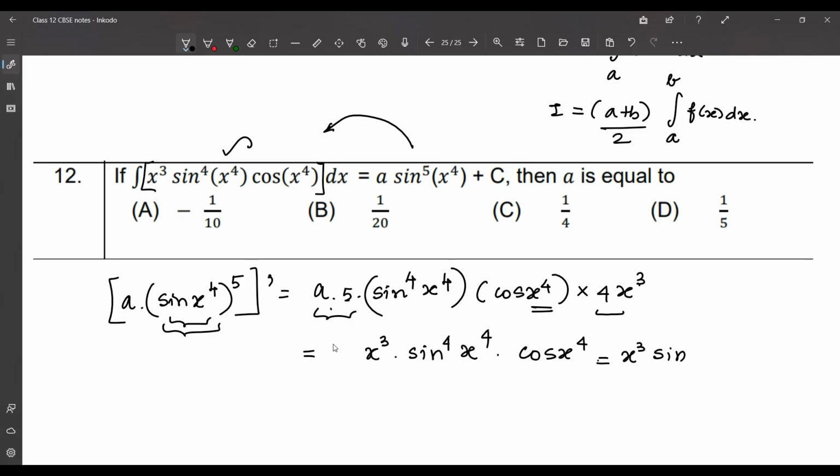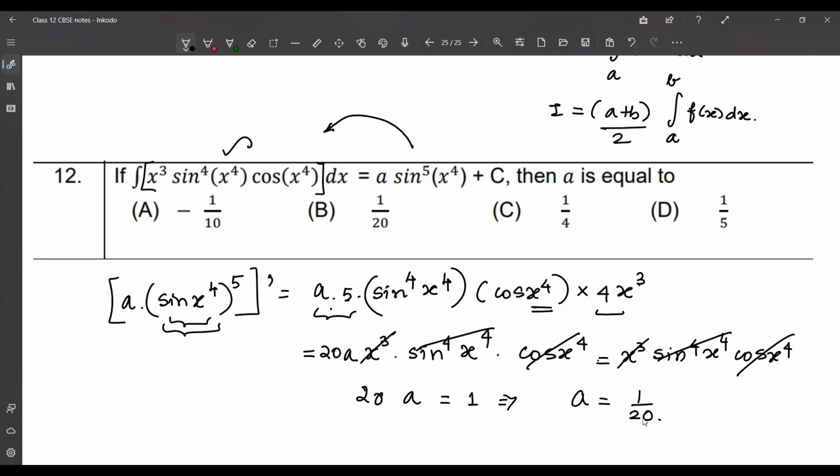So there is this a also. So it should have been 20a into all these terms: x³ sin⁴(x⁴) cos x⁴. So you get these terms cancelled. Cos x⁴, cos x⁴, they are getting cancelled. Sine terms get cancelled. x³ terms get cancelled. So you are left with 20a, that is equal to 1. So a is equal to 1 divided by 20. That is the answer here. So a is equal to 1 by 20.